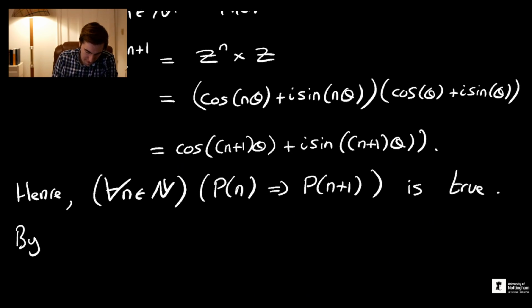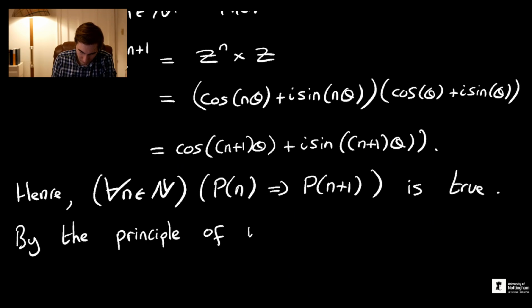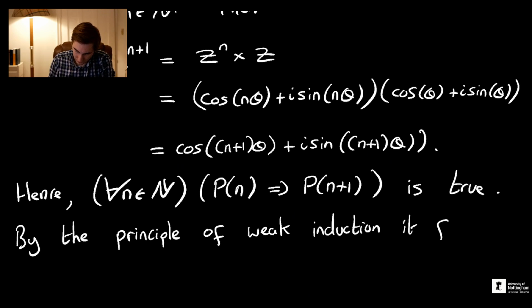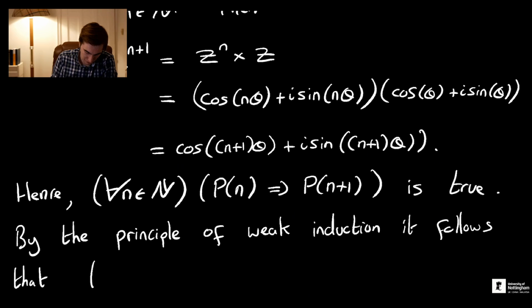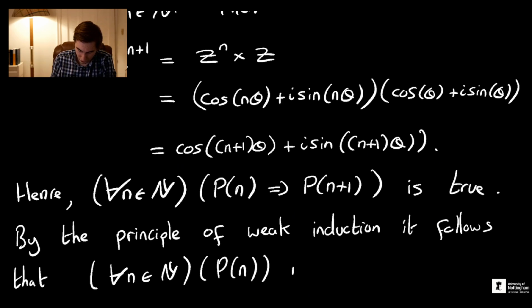And we said by the principle of weak induction, it follows that the initial statement is true. In other words, for all n in N, P of n is true. So that is our finished proof, and we'll put a little box here at the end to say that our proof is complete.